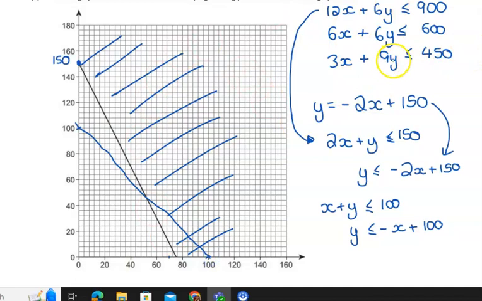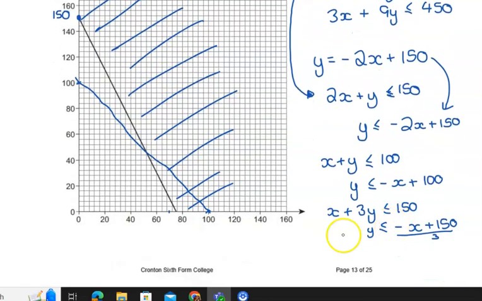And then the 3x plus 9y is less than or equal to 150. Let's divide it by 3 first. Then we get y is less than or equal to minus x plus 150 all over 3. So that's a gradient of minus a third and a y-intercept of 150. So minus a third would take you to 50 there, wouldn't it? No, it wouldn't. I'm talking rubbish. A gradient of minus a third.